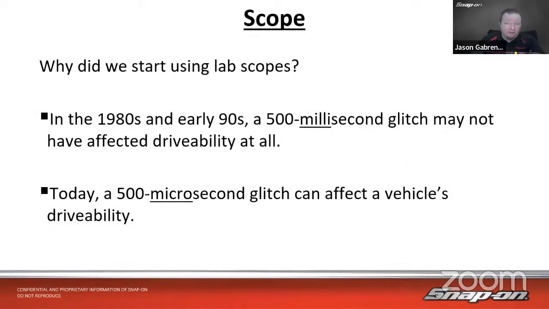If we think all the way back to the 80s and 90s, when computers first started showing up on cars, up until maybe OBD2, a 500 millisecond glitch on a car wouldn't have affected the car in any way, shape, or form. I can be driving down the road and lose a temperature sensor input for half a second, and the car doesn't even realize anything happened, because the sample rate of the module was not as high as it would be today. It wasn't even looking at it at the time when it glitched. So today, though, a 500 microsecond glitch can really bother a car.